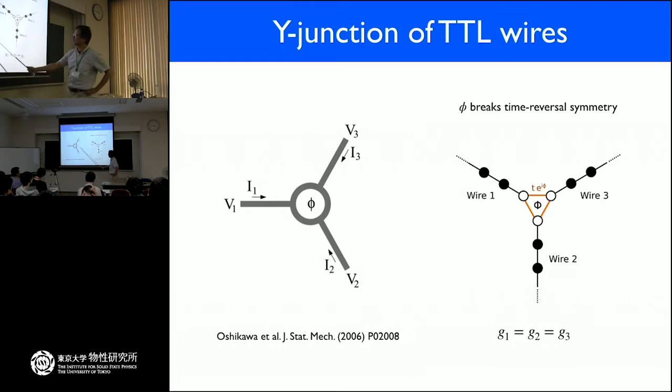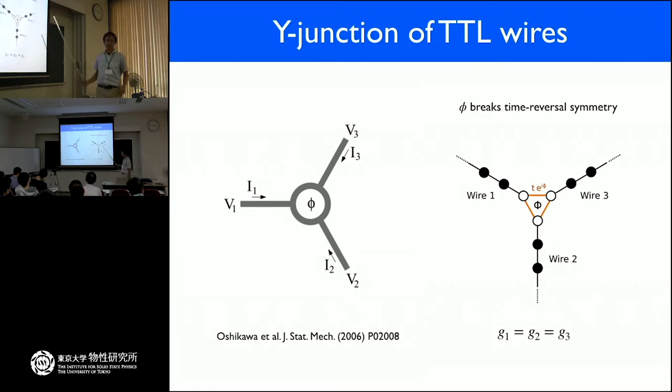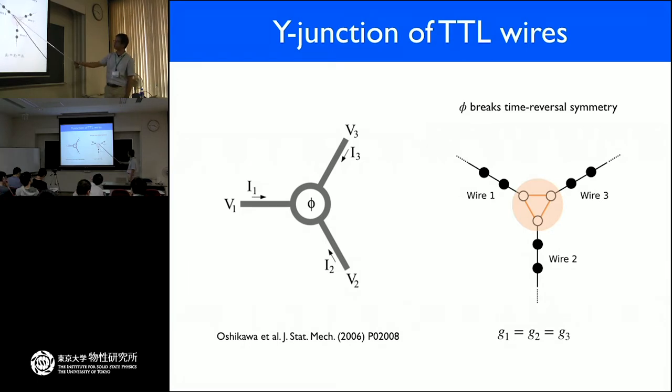Okay. As I mentioned in the introduction, depending on the coupling constant and also the flux, they have different fixed points. So we just focus on all the wires being the same. And you can insert a flux and break the time reversal symmetry. So this becomes a system that we want to study. You can treat this as some black box.